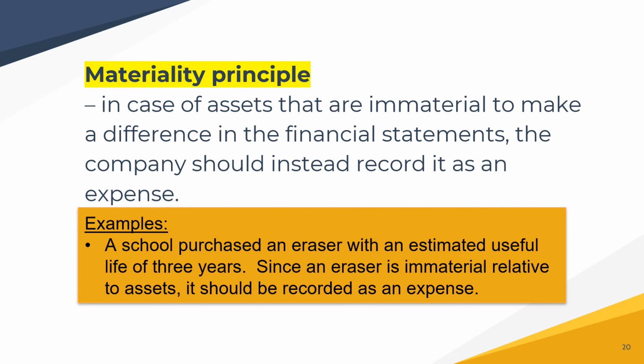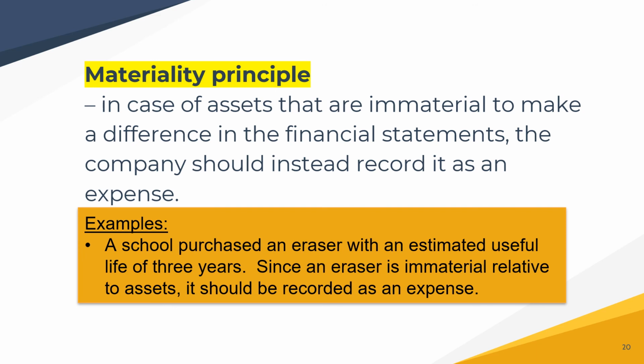But if meron siyang halaga or epekto dun sa pagdedesisyon mo, dun sa business mo, so dapat i-record mo siya as an asset. So, one example is, a school purchased an eraser with an estimated useful life of 3 years. So, ano ibig sabihin nun? Ibig sabihin, bumili ng eraser na ina-estimate nila na pwedeng magamit yon for 3 years. So, since an eraser is immaterial relative to assets, like magkano ba ang eraser? For example, makakabili ka ng blackboard eraser for 15 pesos. So, hindi mo na siya kailangang i-record pa as an asset since mas madali na i-record mo na siya as an expense. Kasi wala din naman siyang halaga sa pagdidesisyon mo for that 15 pesos.